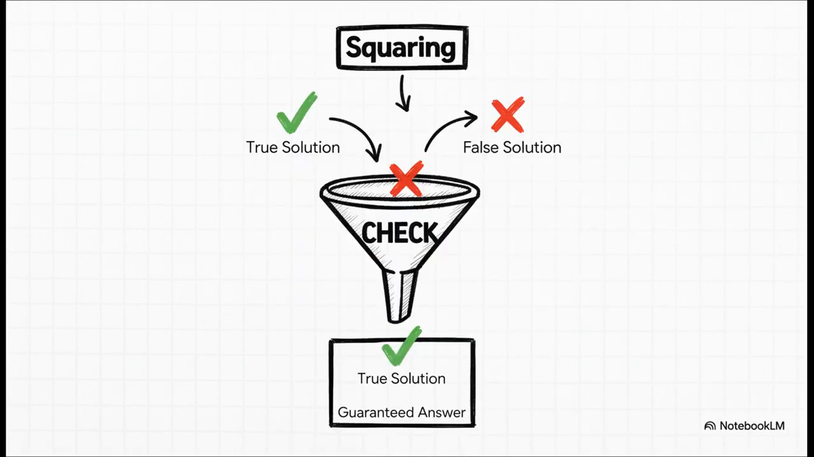So why does this one step matter so much? Well, we know the act of squaring can create these false solutions, so checking is your filter. It's the only tool you have to separate the real answers from the fake ones. It's what turns a maybe this is the answer into a yes, this is definitely the answer. Honestly, it's your secret weapon.